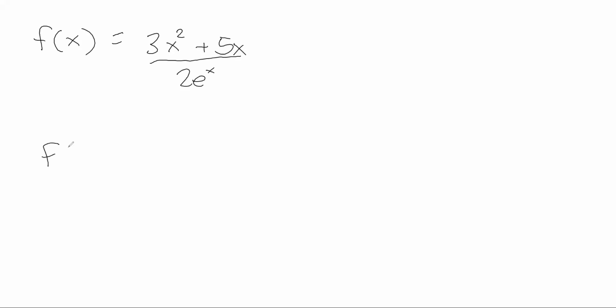So I want to give you guys an example to practice. Let's say we have the function f of x is 3x squared plus 5x, and then we have that divided by 2 times e to the x. I want you both to take a few minutes and try this. I want you guys to find the derivative of this function using the quotient rule.